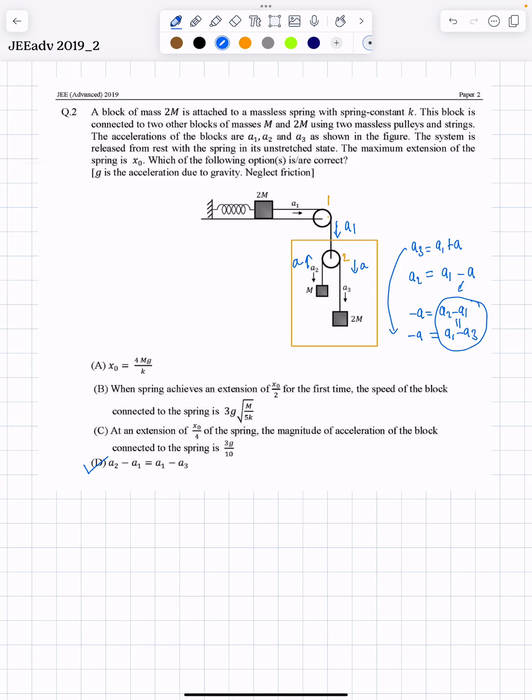So I will consider the generic case. Let's say this is mass m1 and this is mass m2, and remember these strings and these pulleys are ideal and massless. There's a string here.